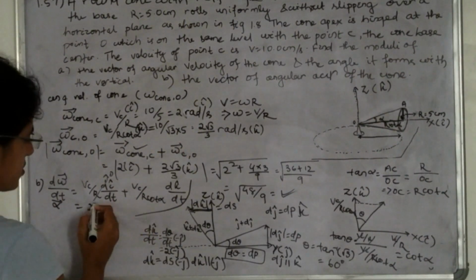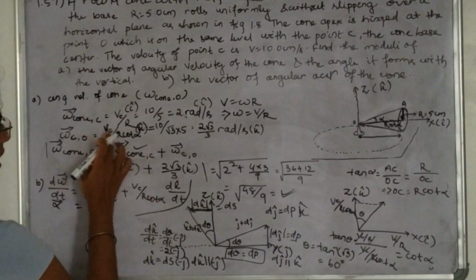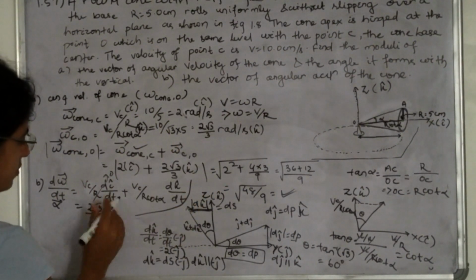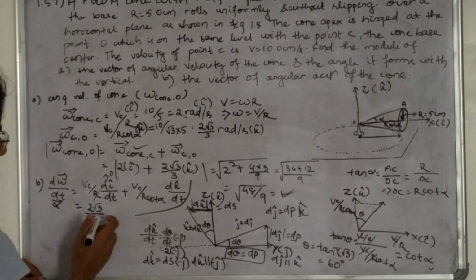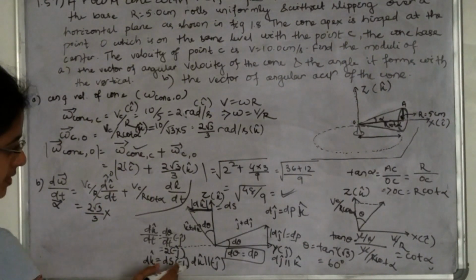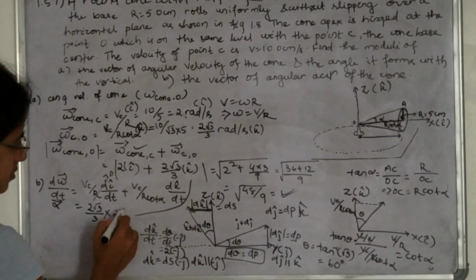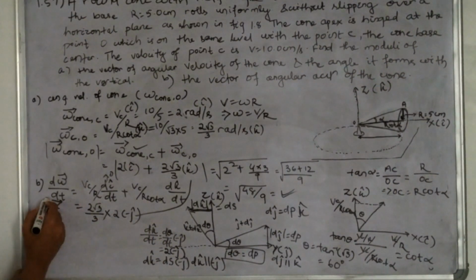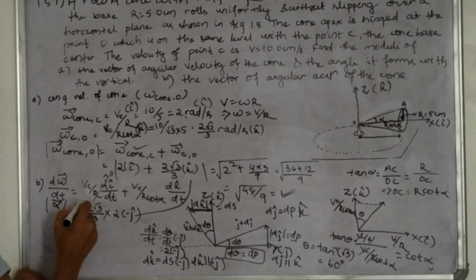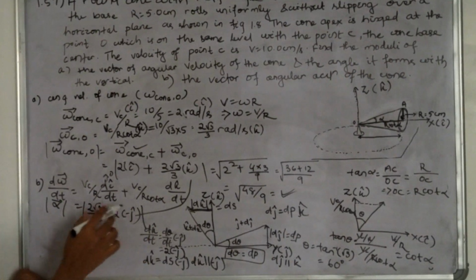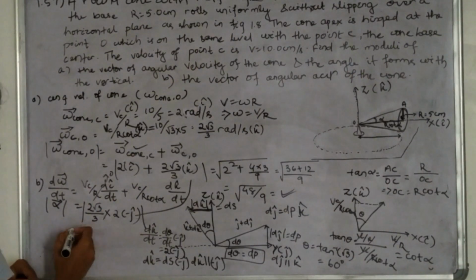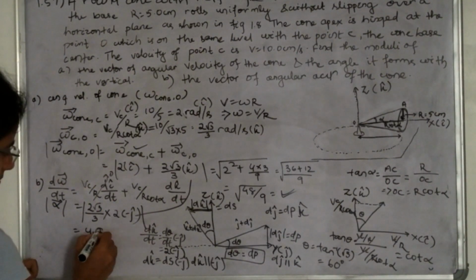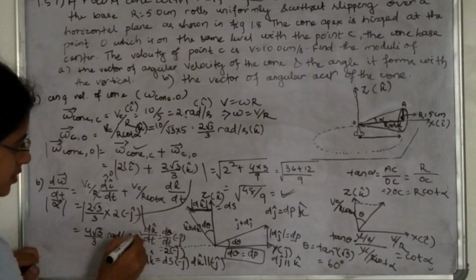Okay. So this will be how much? Bc divided by r cot alpha is how much? 2 root 3 divided by 3, into d k cap by dt, which is how much? 2 into minus j cap. But we have to consider the modulus of this angular acceleration. The modulus of this is how much? 4 root 3 divided by 3 radian per second square.